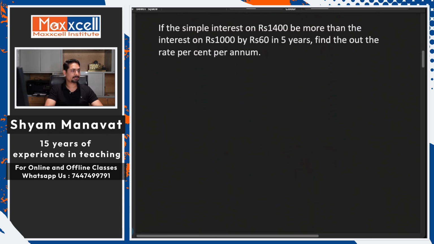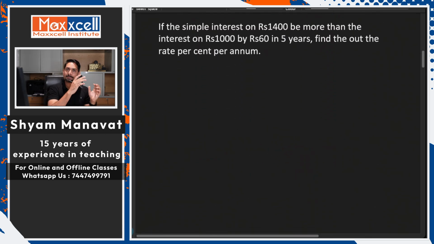Let's see the next question. The formula is the same: simple interest equal to PRT by 100. Amount equal to principal plus interest.